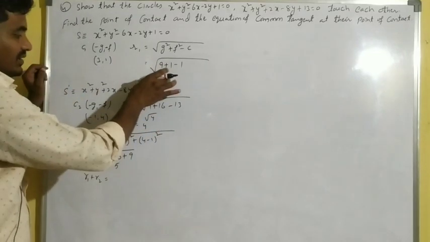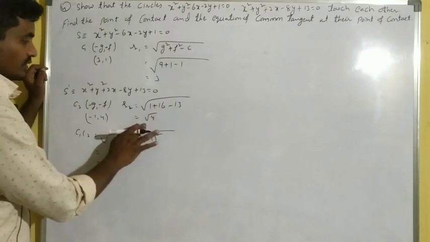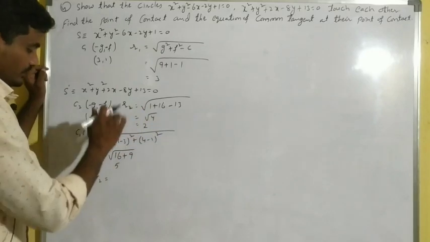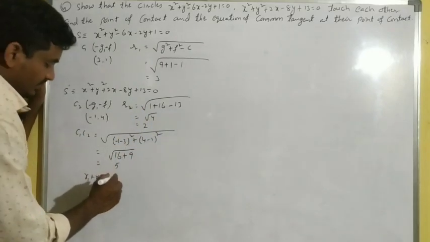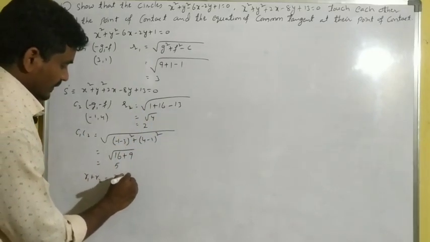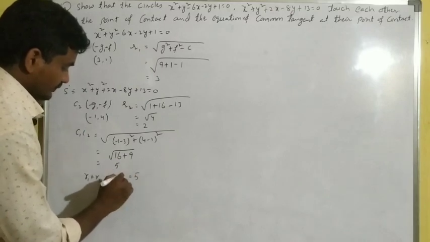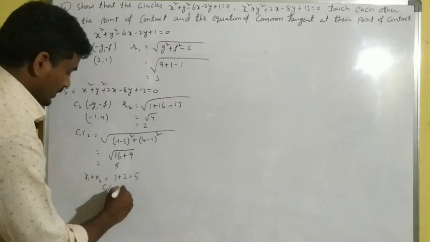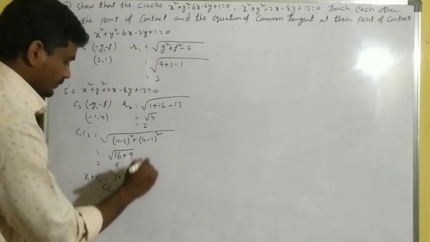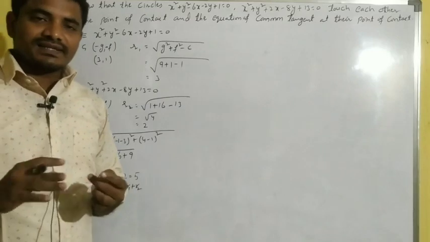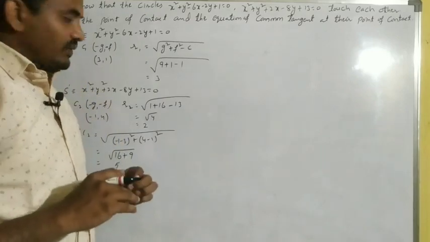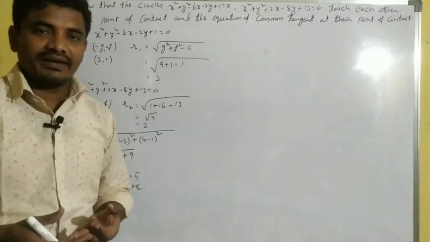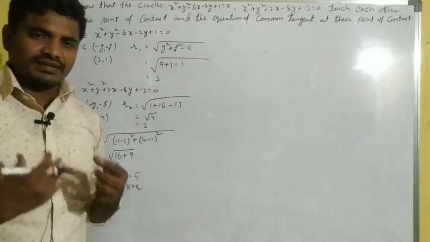R1 is 3 and R2 is, sorry, it is 2. The square root of 4 is 2. R1 plus R2 equals 3 plus 2, which is 5. Finally here C1C2 equals R1 plus R2. Both the centers' distance and the radius sum are the same, so both circles are intersecting externally.